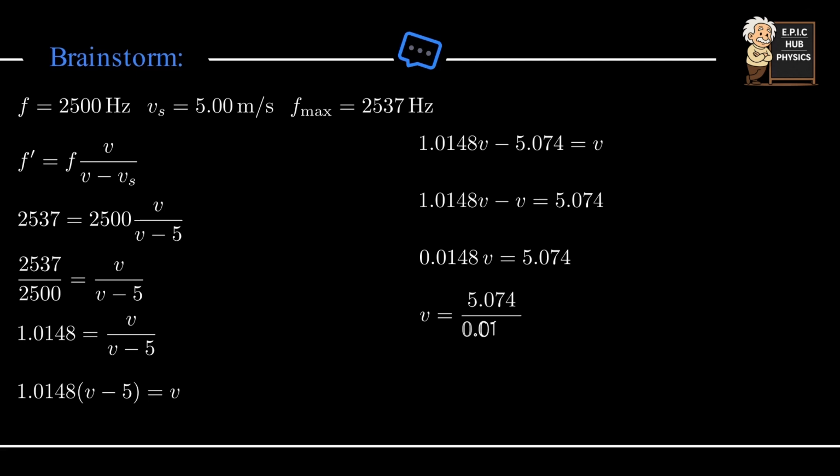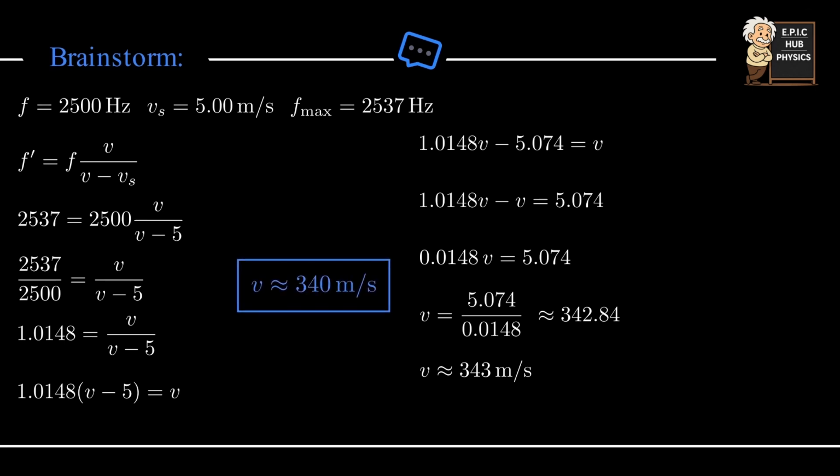So v equals 5.074 divided by 0.0148. Carrying out the calculation gives approximately 342.84 meters per second. Rounding this appropriately gives a speed of sound of about 343 meters per second. This is our final answer.